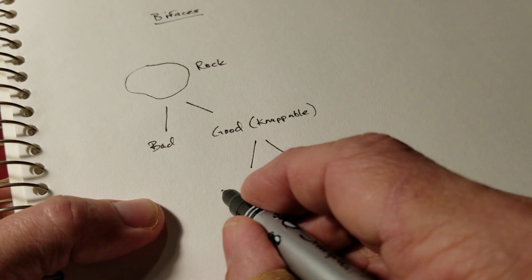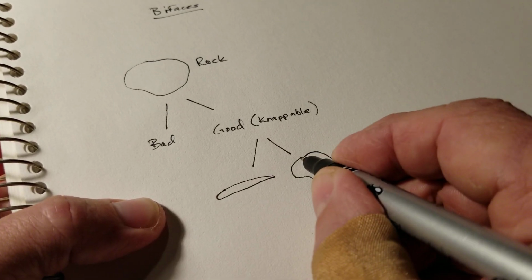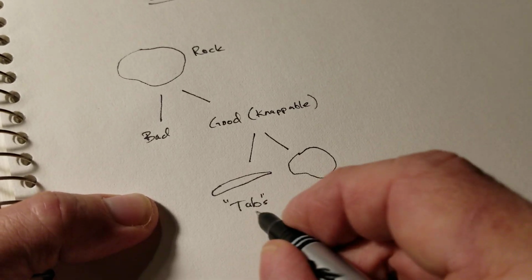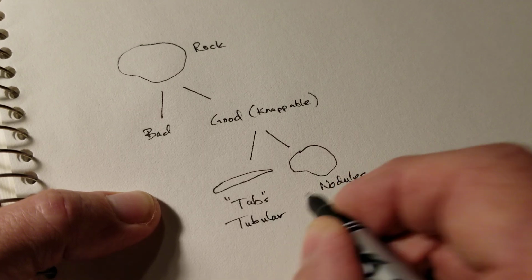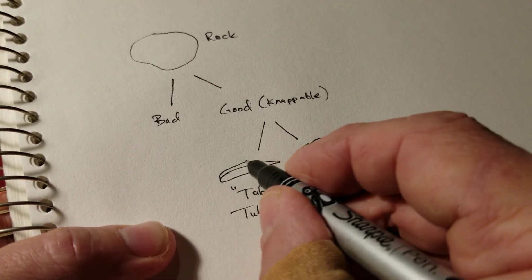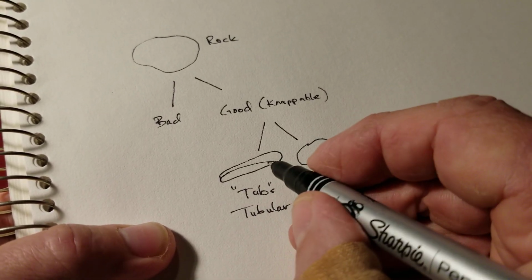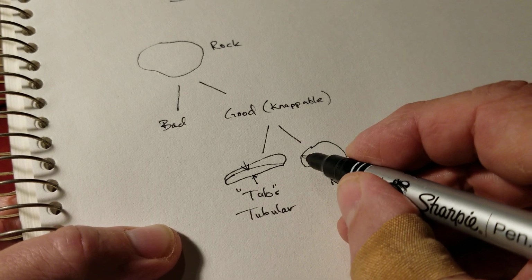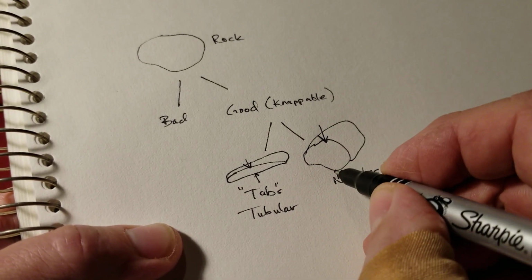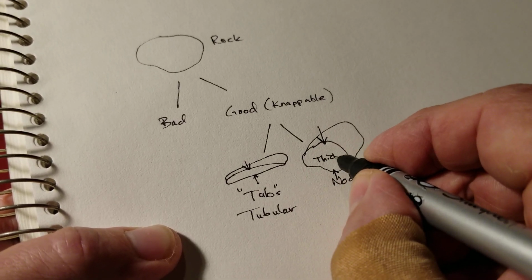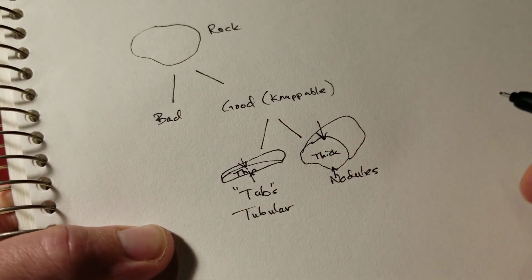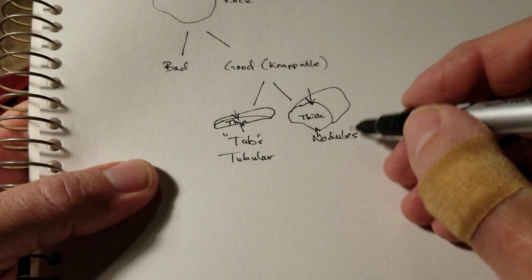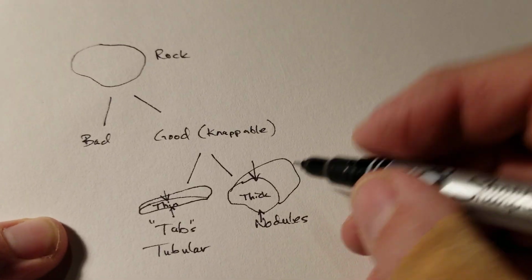Okay, from here we have different kinds of rocks, but basically we have what we call tabs and nodules. Tabs is short for tabular, and this is a raw state where you have rocks that are relatively flat. If you slice them, they're going to have a thin cross section, relatively speaking, as opposed to slicing a nodule, which is going to be thick or rounded. Now, from my experience, the vast majority of the rocks that we knap are nodules.